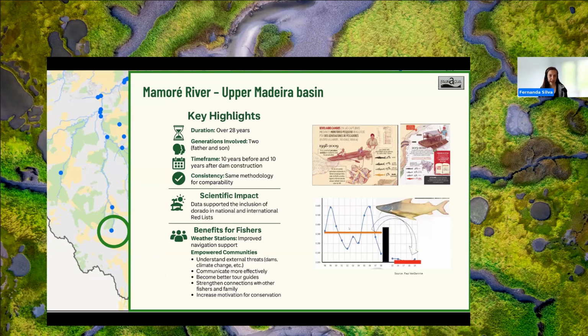For fishers, many have begun using weather station data to support safer navigation and improve their communication skills, and some have shared that they have become better tour guides, integrating biological and environmental knowledge into the storytelling. So this connection to science has not only enhanced their livelihood, but also deepened their motivation to protect the ecosystem they depend on.